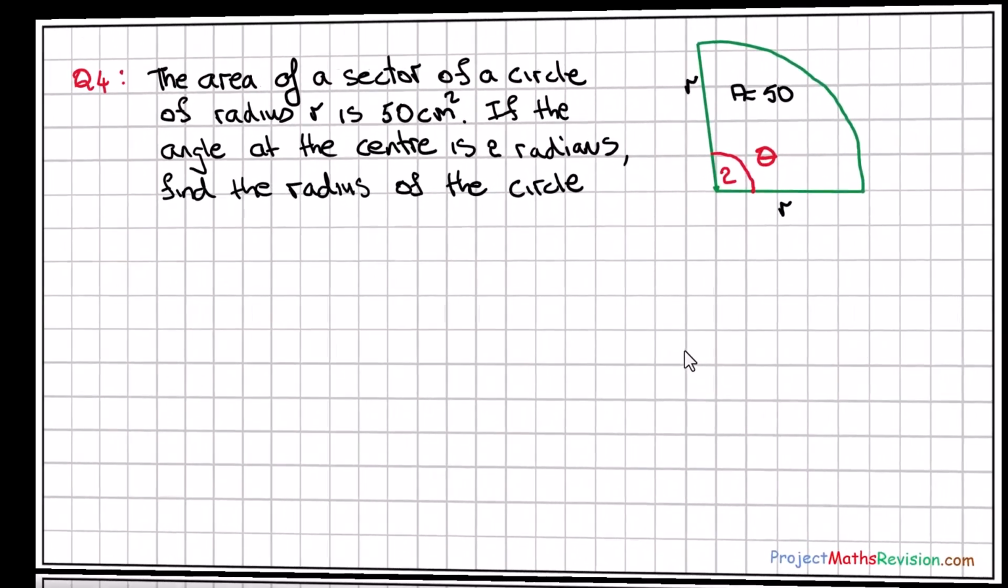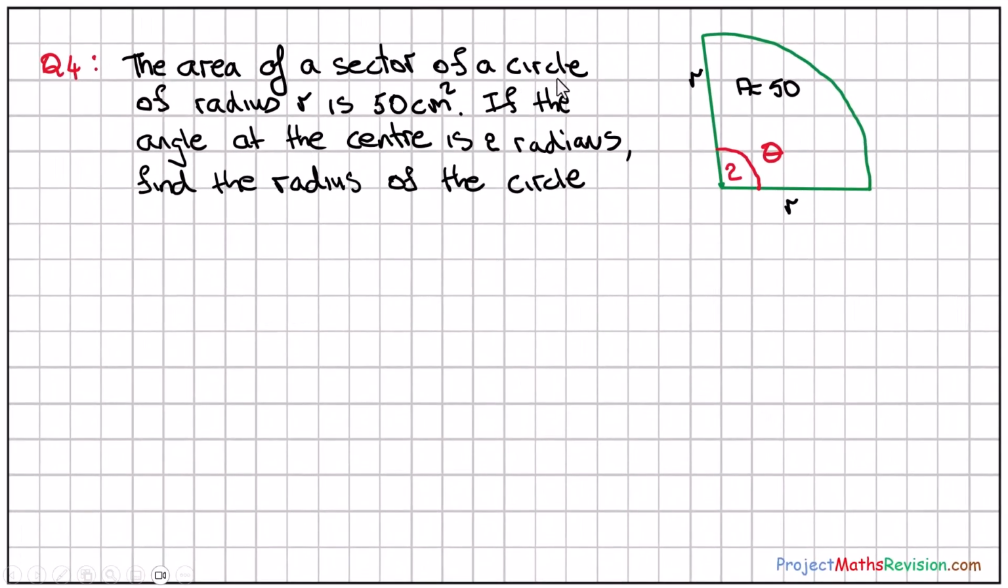In question 4, we're given the area of a sector of a circle, it's 50 centimeters squared, and we're told that the angle at the center is 2 pi radians, and we have to find the radius of the circle. Because we're given the area, we can use the relationship between area and rotation, and we can say the area of a sector is half r squared theta. So we know the area A, we know what theta is, so we need to find r.